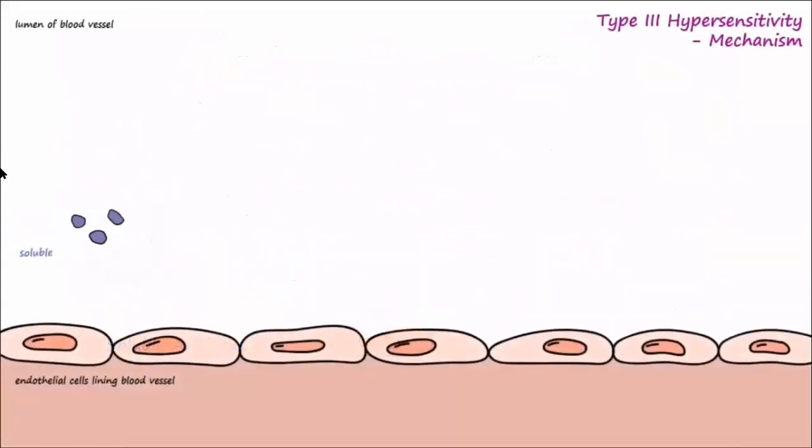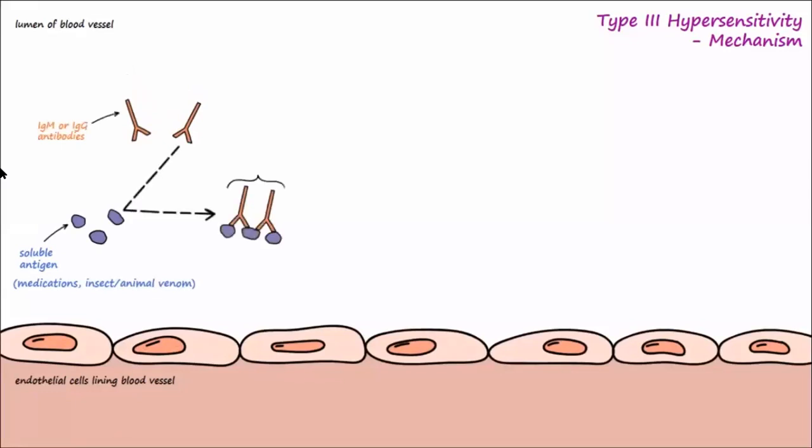When soluble antigens like a medication, insect venom, or animal venom enter blood circulation, IgM or IgG antibodies will detect and bind to them, forming antigen-antibody complexes, also known as immune complexes. Immune complexes attach to the endothelium of the blood vessel wall or to other tissues, like the synovium of joints, the glomeruli of kidneys, and the epithelial lining of alveoli in the lungs.